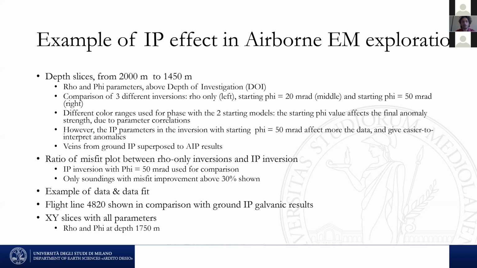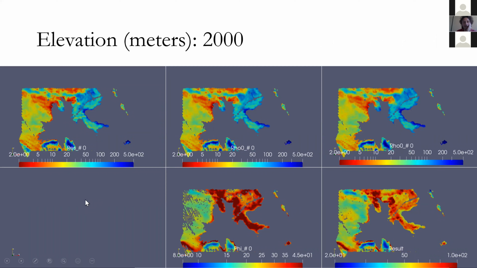So let's show the model now. We have three columns here. On the left, we have the resistivity only inversion. In the middle, we have the IP inversion with a starting phase of 20 milliradians. And on the right part, we have the IP inversion with 50 milliradians as starting value. So you should focus your attention on the phase of this inversion with 50 milliradians and also on the resistivity, because these two images are going to tell us something about the site and possibly about the mineralization we're looking for.